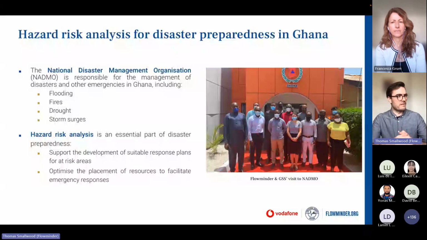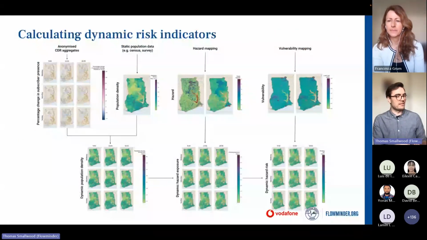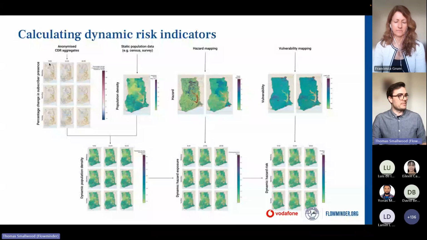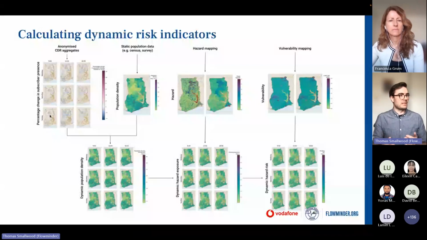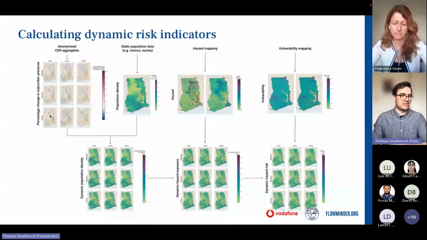The way in which we've done this is we've started with anonymized CGR aggregates from which we've calculated the percentage change in subscriber presence at different times of day and at different days of the week. So along the top here, we can see that we've got 9 a.m., 1 p.m. and 6 p.m. And then we've got weekdays, Saturdays and Sundays. By combining this with static population data, we're able to create these dynamic population density maps, which we then combine with information on hazards, in this case flooding, and vulnerability to calculate dynamic hazard risk maps, again, for different days of the week and different times of day.